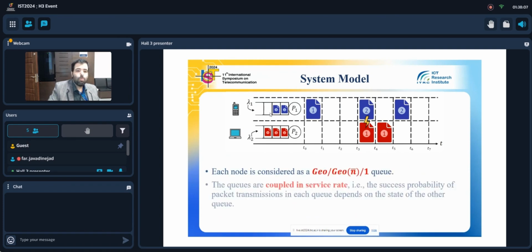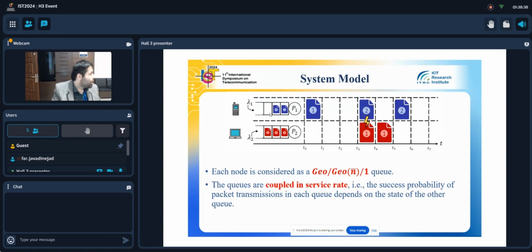Okay, so we consider each of these nodes as a queue, because the arrivals are happening in a random manner, and for the departures there are probabilities. So P1 and P2 represent the transmission probabilities, and we consider each packet as a customer in these queues. So we have GO1 queues, and the buffers in these nodes are infinite.